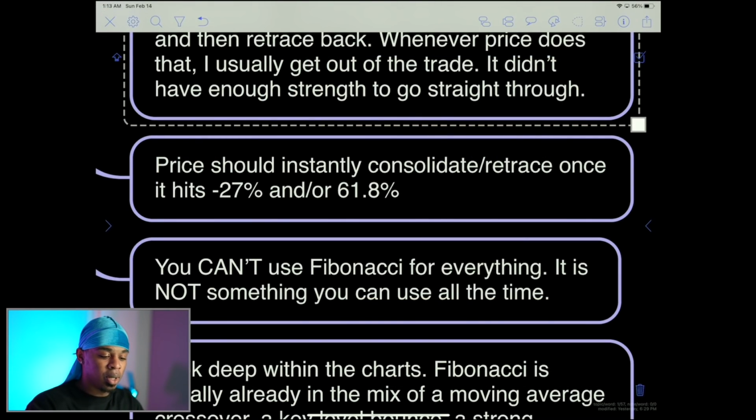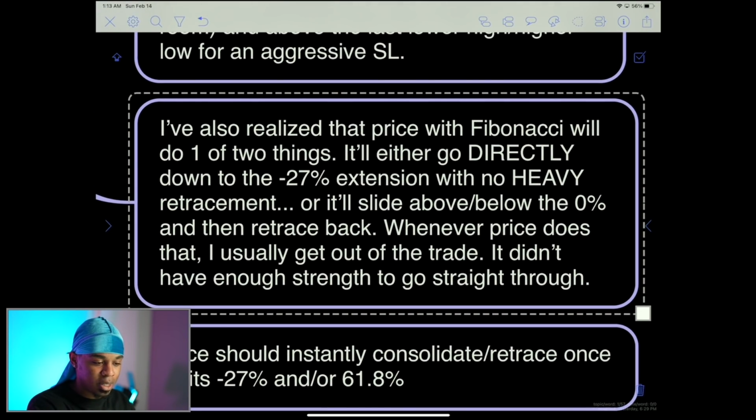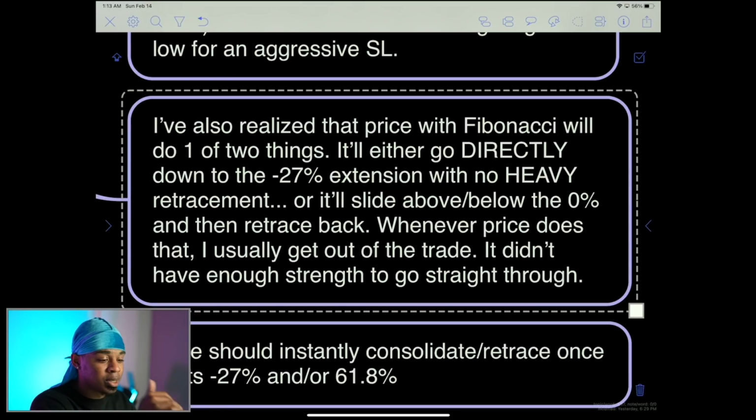But back to that other point that I said that we can skip, let's go back to it. I've also realized that price with Fibonacci will do one of two things. It'll either go directly down to the 27 extension with no heavy retracement, or it'll slide above, below the 0% and then retrace back. Whenever price does that, I usually get out of the trade. It didn't have enough strength to go straight through.